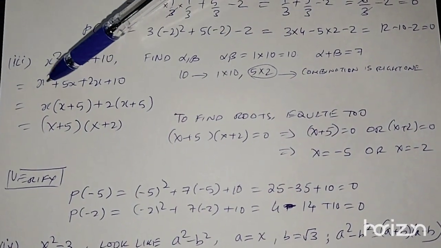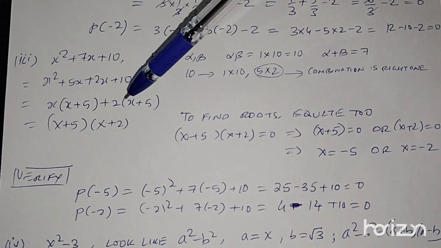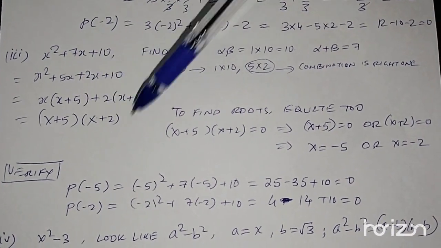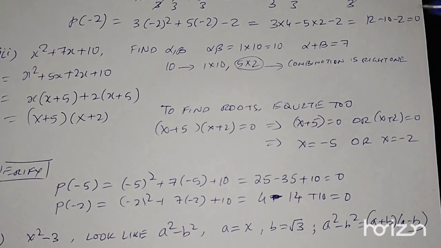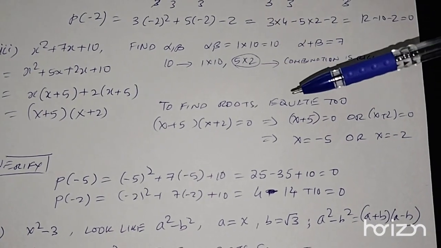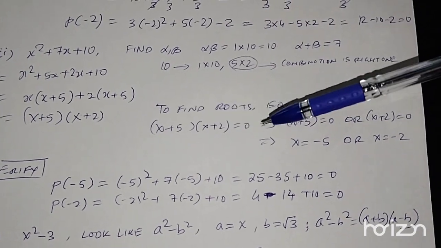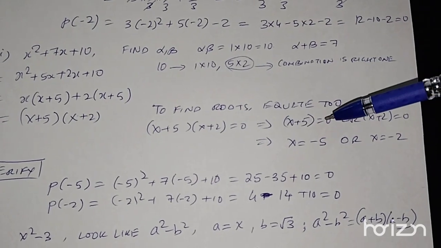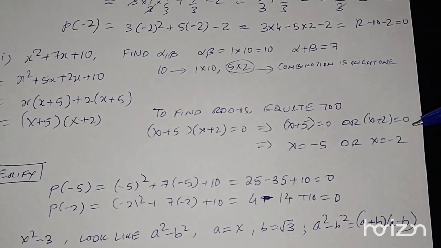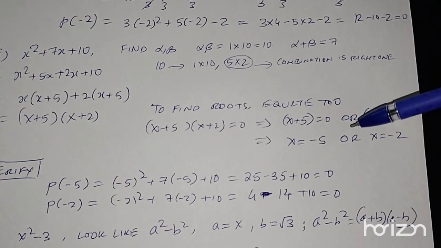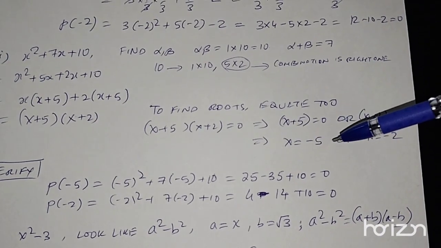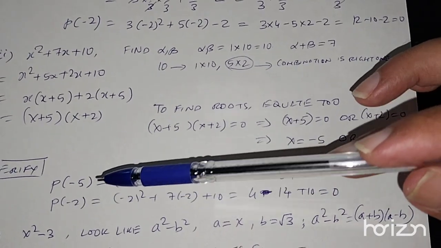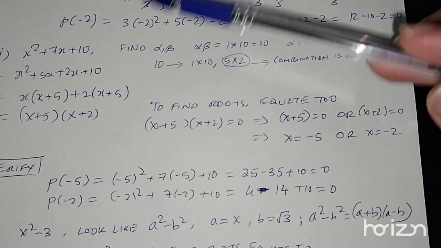And here you can take x common out, you'll get x plus 5. And here you can take 2 common out, you'll get x plus 5. Then x plus 5 into x plus 2 is what you can get. Okay, those are the factors. To find the roots, just equate it to 0. X plus 5 into x plus 2 equal to 0, which means x plus 5 equal to 0 or x plus 2 equal to 0, or when you send it to the other side of the equal to sign, x is equal to minus 5 or x is equal to minus 2. To verify, you can substitute the value in this equation.